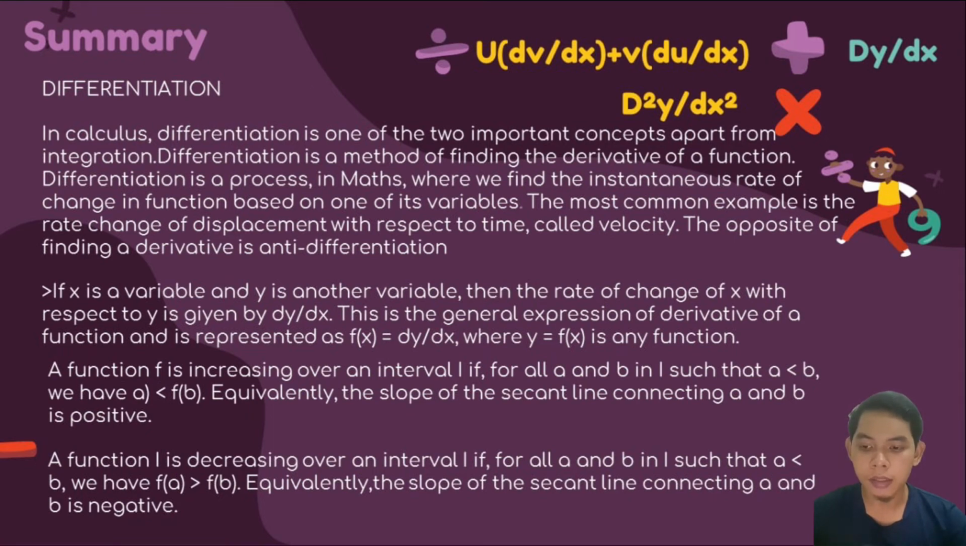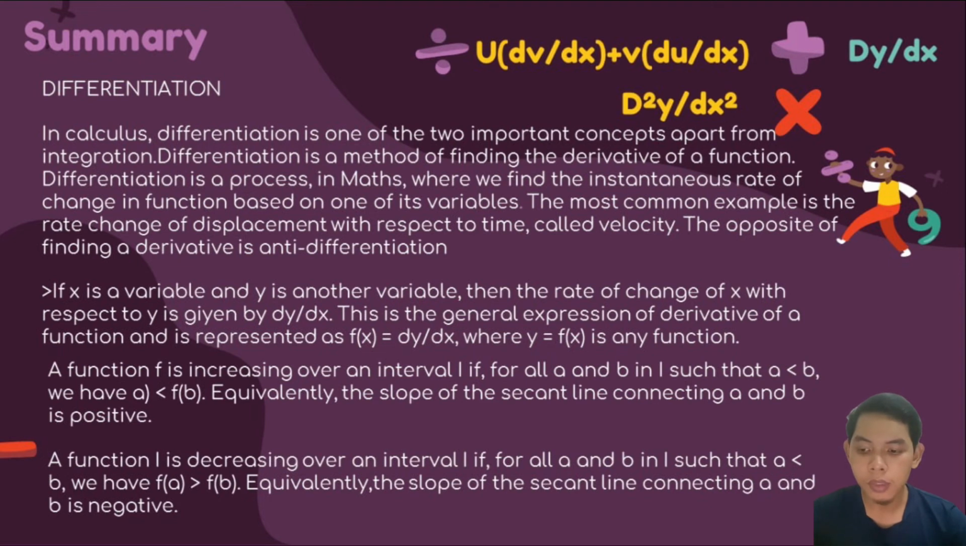If x is a variable and y is another variable, then the rate of change of y with respect to x is given by dy per dx. This is the general expression of the derivative of a function and is represented as f'(x) equals dy per dx, where y equals f(x) is any function.